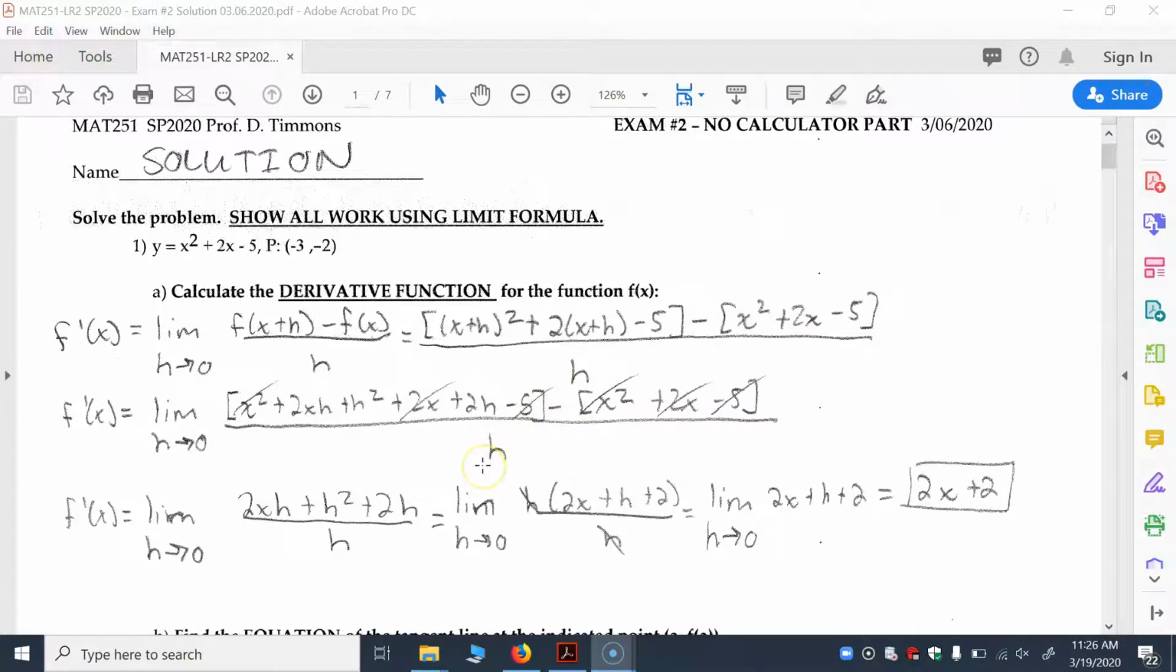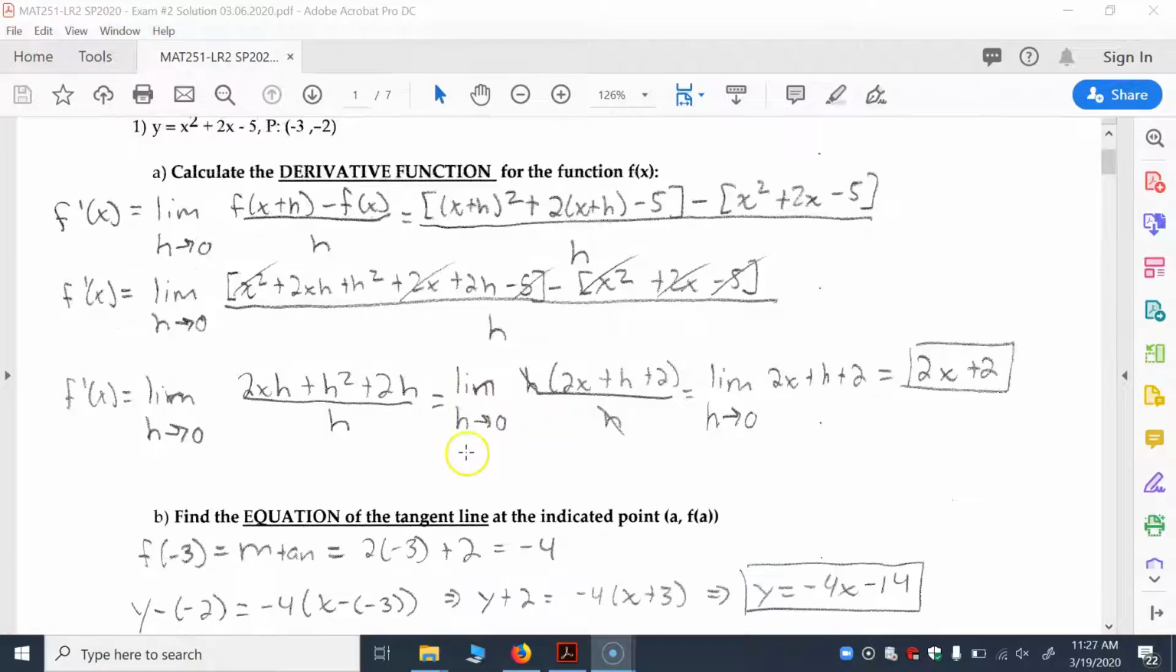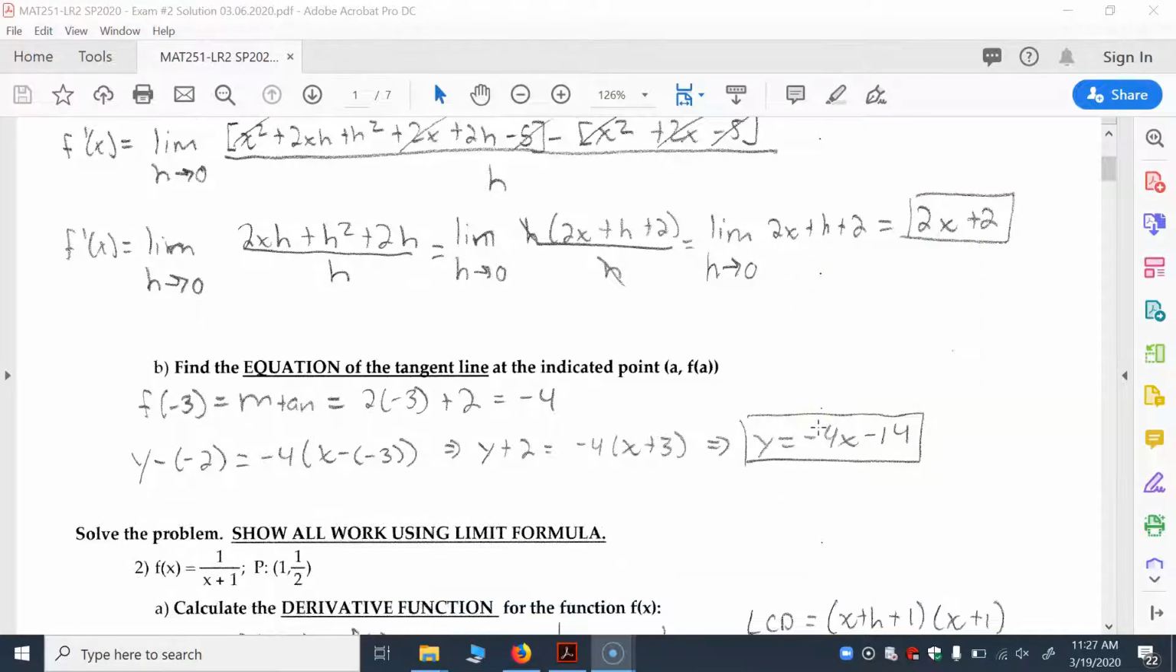If you go through this correctly, ultimately you should get down to this point here. Now again, at this point we have h in the denominator, so we cannot substitute h is 0 here, but once we factor out the h, we get this expression, and now this is our derivative function, 2x plus 2.